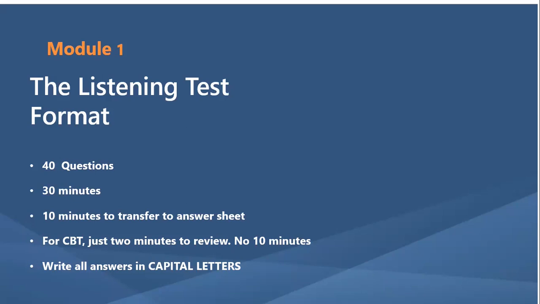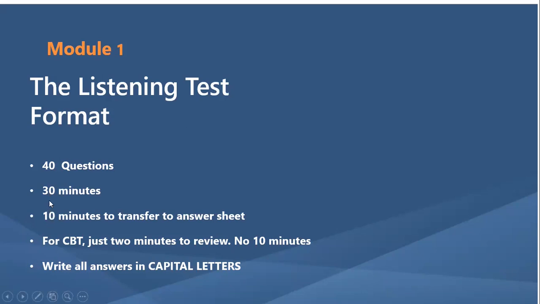So you have 30 minutes to do it. The tape that will be played for you on exam day lasts for 30 minutes. At the end of this 30 minutes, you'll be given 10 minutes to transfer to an answer sheet. So what does this mean? It means that during the first 30 minutes, you're expected to write your answers in the question booklet.